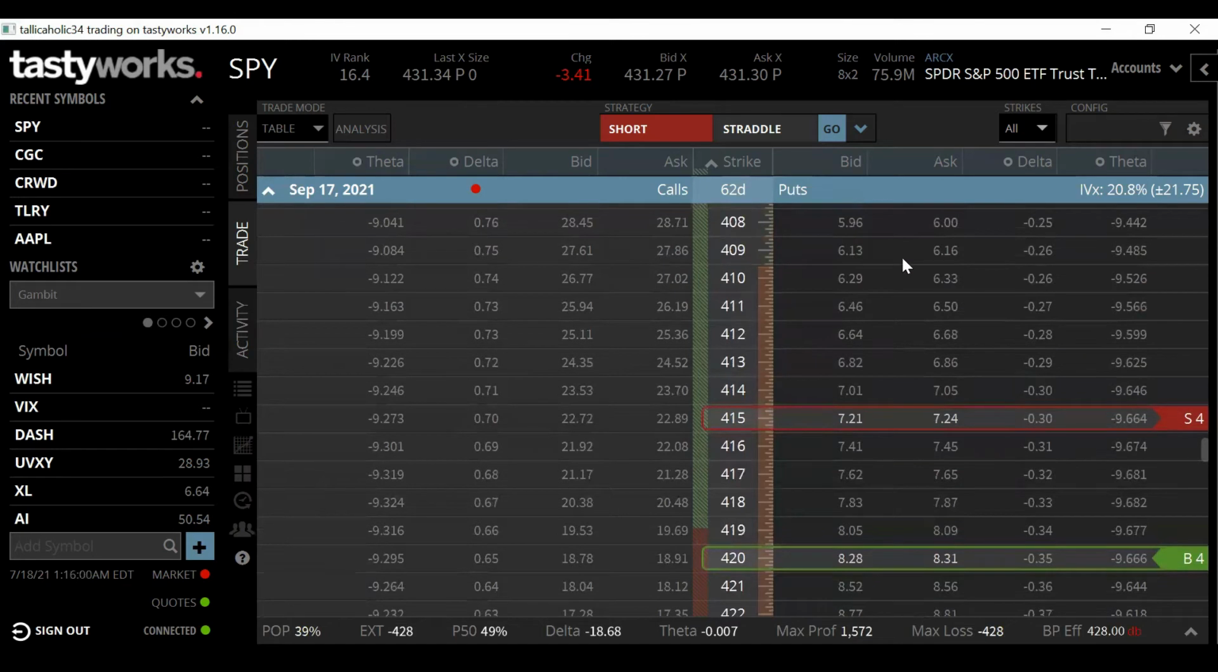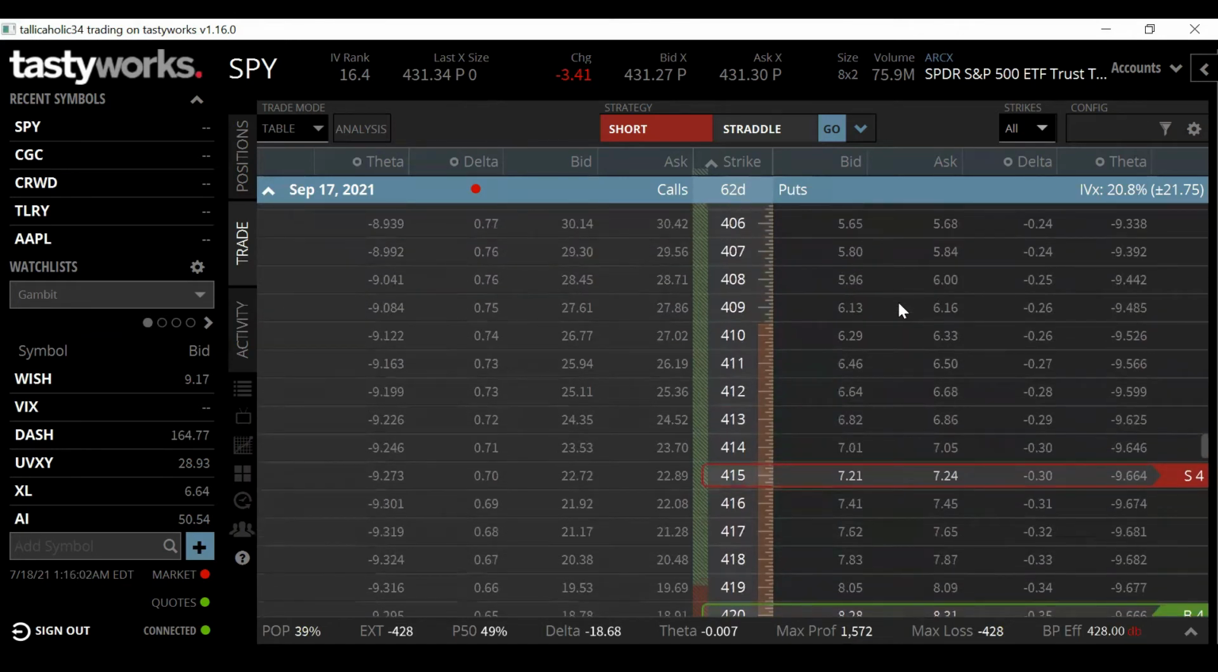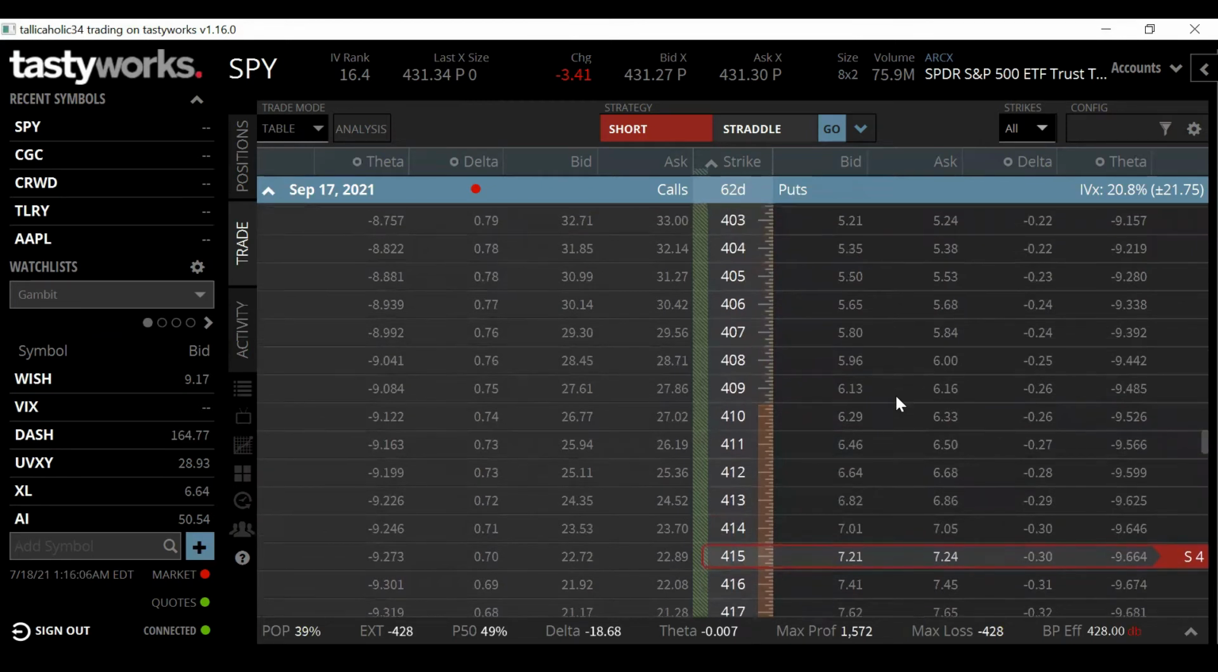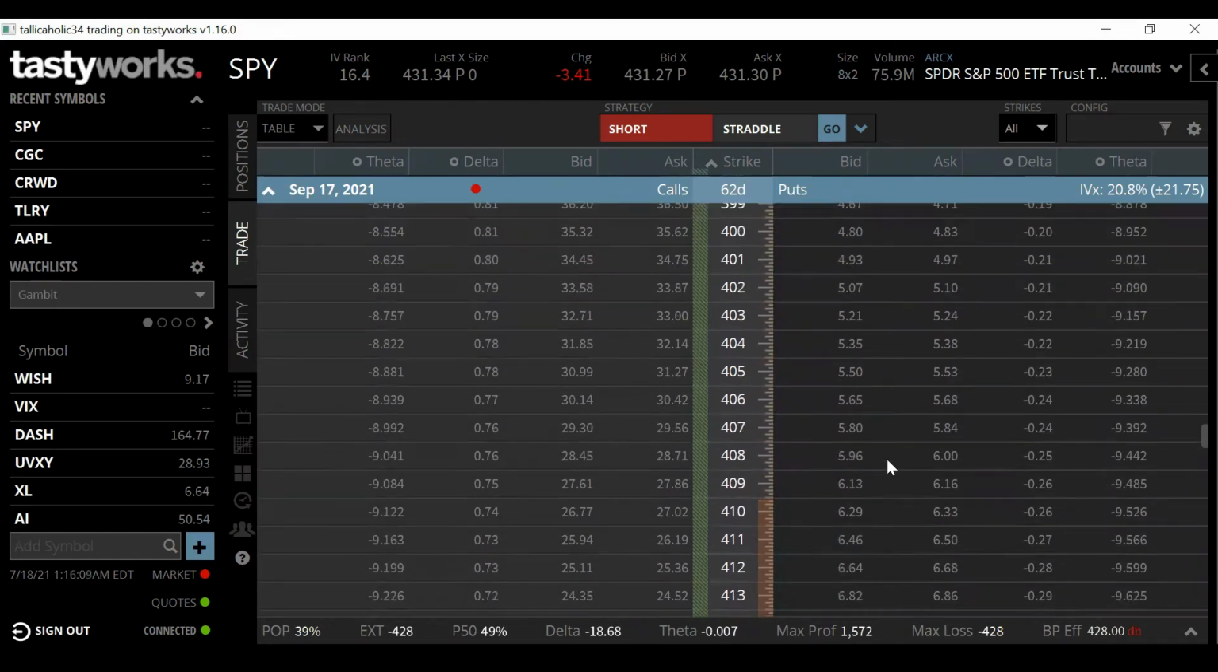But what we want to do is create a no risk to the upside situation. So what we do is go in and sell a put against the spread. It's sort of like a risk reversal, but instead we're all on the put side, and we're just going to sell this put here.